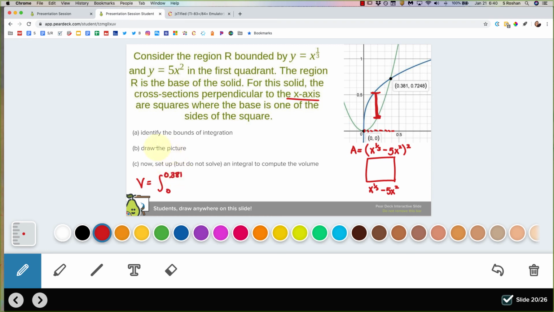0 to 0.381. We drew the picture, and now we're going to set up the integral. So we're going to add up all of those little areas. X to the 1/3 minus 5x squared dx. We don't have any pi's because we're not revolving anything now. All we're doing is we're literally adding up all of these areas of the squares in this one.